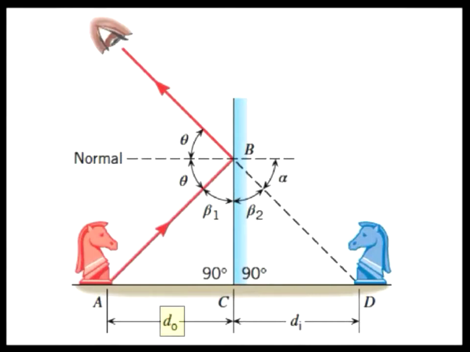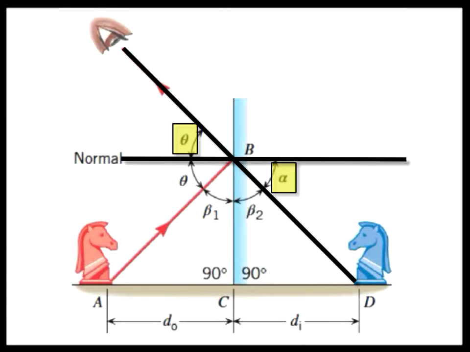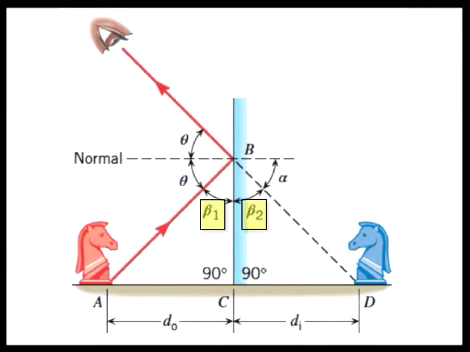In the figure, an object is at a distance dO and an image at a distance dI. A ray of light leaves the base of the object, strikes the mirror at an angle of incidence theta, and is reflected at the same angle. To the eye, this ray appears to come from the base of the image. For the angles beta 1 and beta 2 in the drawing, it follows that theta plus beta 1 is equal to 90 degrees, and alpha plus beta 2 is also equal to 90 degrees. But the angle alpha is equal to the angle of reflection theta, since the two are opposite angles formed by intersecting lines. Therefore, beta 1 is equal to beta 2.